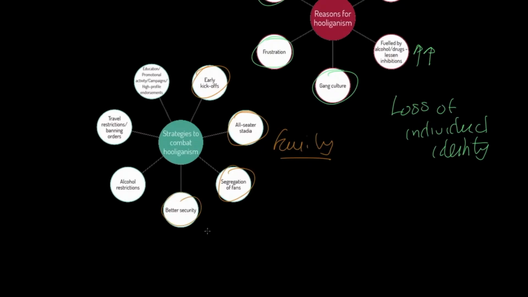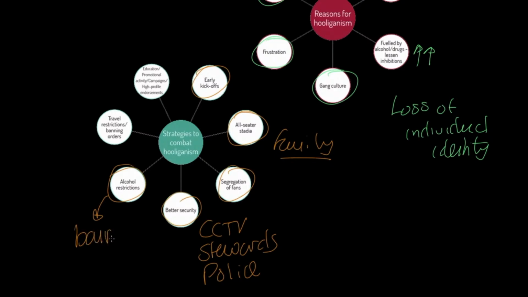We have better security. Think about CCTV. Think about stewards. Think about police. All of this is going to obviously discourage it. We've got alcohol restrictions. Alcohol used to be banned in the past from football. You can now buy a beer in a football stadium, but you certainly can't buy anything but beer, wine, cider. You can't be buying spirits and shots, something that's going to, as it were, tank you up. That's not possible. Travel restrictions, banning orders, so people with previous convictions just can't go.